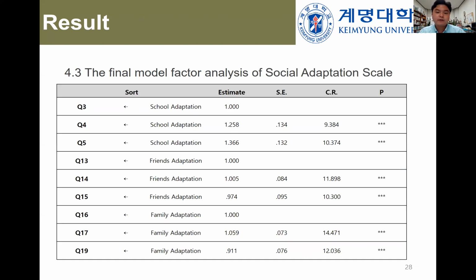And the final model factor analysis of the social adaptation scale remains. Questions 4 and 5 are divided into school adaptation. Questions 13, 14, and 15 are divided into friend adaptation. And questions 16, 17, and 19 are divided into family adaptation.